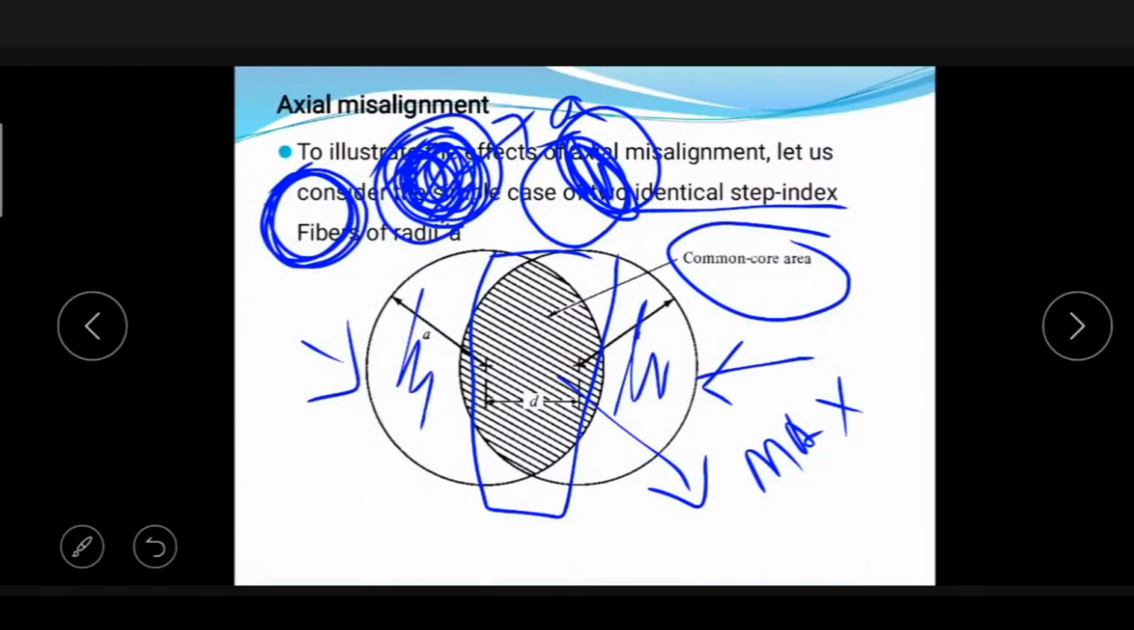Okay, so the degree of misalignment, the degree of loss or radiation depends on the misalignment. So the intensity of power loss depends on the degree of misalignment. If the misalignment is more and more, the loss is more. The common area will be reduced if the misalignment is more. If the common area is reduced, the power density in the common area also reduces. Okay, so that is what we consider here.